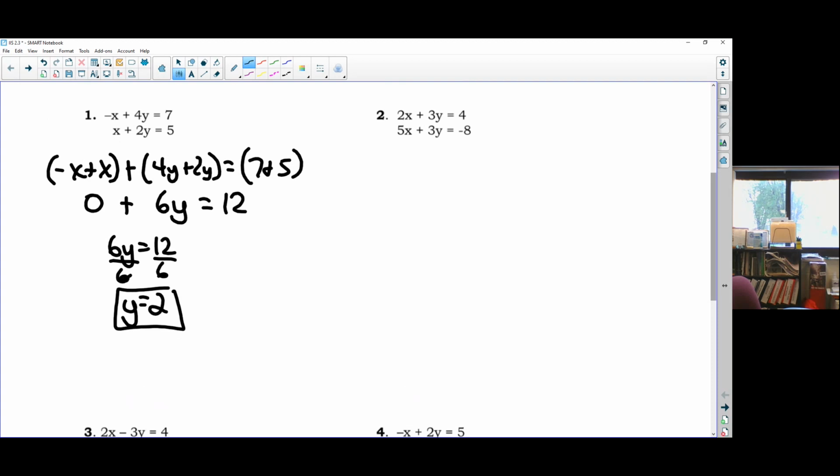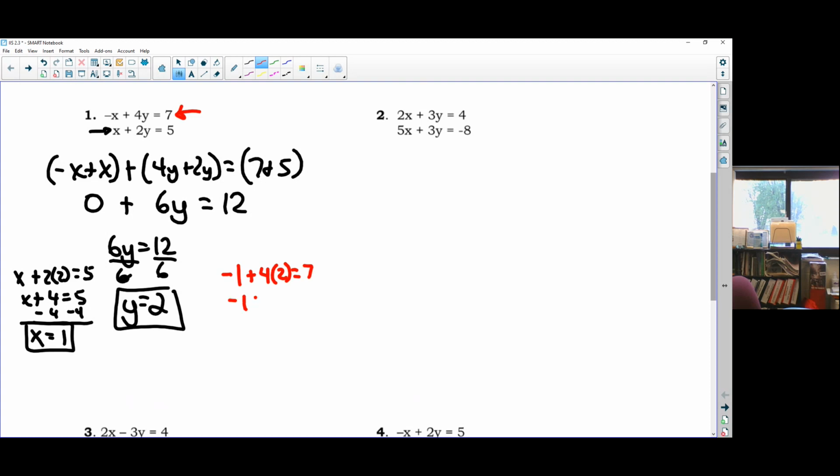So let's use the second one, which is this equation right here. It's going to be x plus 2 times 2 equals 5. Well, 2 times 2 is 4. So when I subtract 4 from both sides, x equals 1. So we have our potential coordinate here, because remember, we still write these as coordinates. We got to plug it into the other equation to make sure it works with both. So x is 1, negative x is negative 1, plus 4 times 2 equals 7. Well, negative 1 plus 8 equals 7. It checks. So our answer is the coordinate (1, 2).